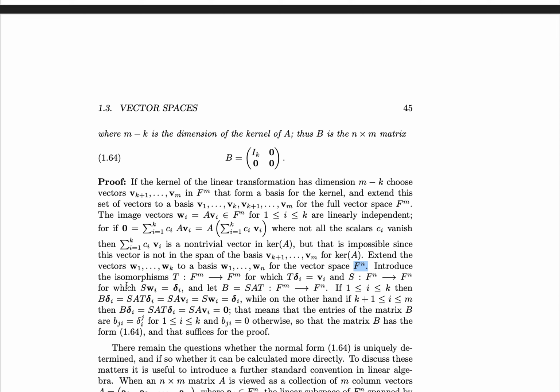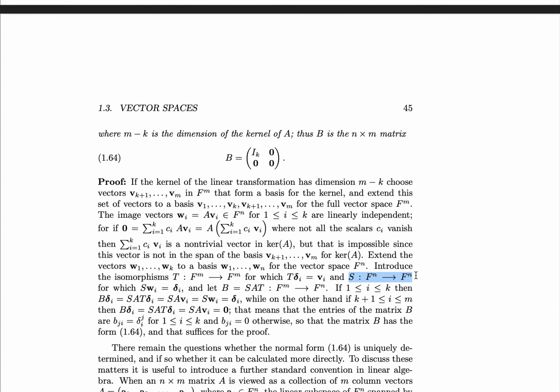Next, we'll introduce the following isomorphisms. Let T take F^m to F^m, so it's a coordinate change, for which T of delta_i is equal to v_i. That is, you have m basis elements, so you take the first k of the basis and send them to the non-trivial basis elements, namely the first k of them, and then the rest you send to the trivial ones, i.e. the ones that form a basis for the kernel.